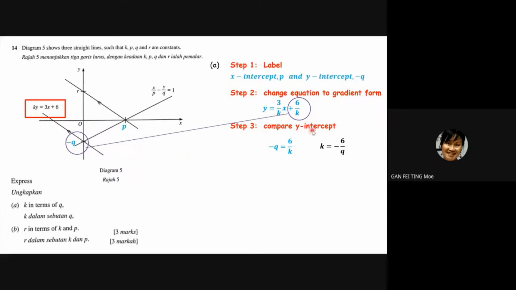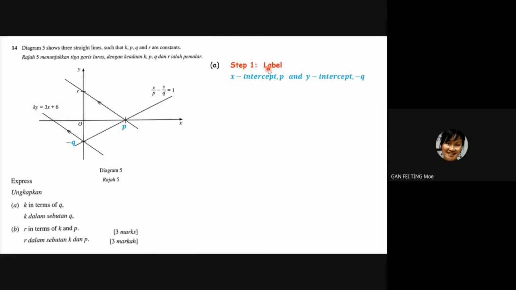Then compare the y-intercept. See the step label. I go back here before I continue, for those who are blur. Follow me one more time. I need to look at where my K is and where my Q is. Highlight. Your K is here, your Q is here. This is just an equation. You may change this into intercept form, into gradient form. This is in intercept form.